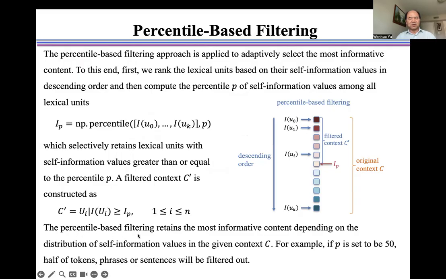The percentile-based filtering retains the most informative content depending on the distribution of self-information values in the given context C. For example, if P is set to be 50, half of tokens, phrases, or sentences will be filtered out.